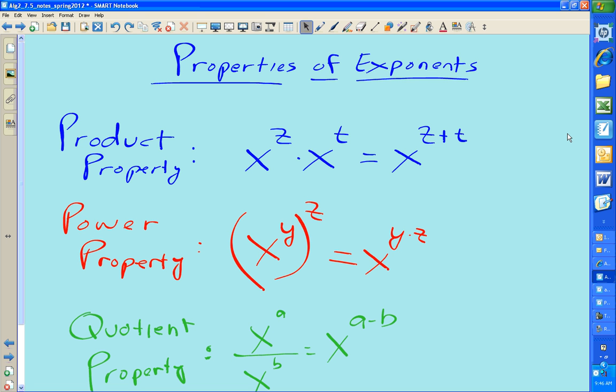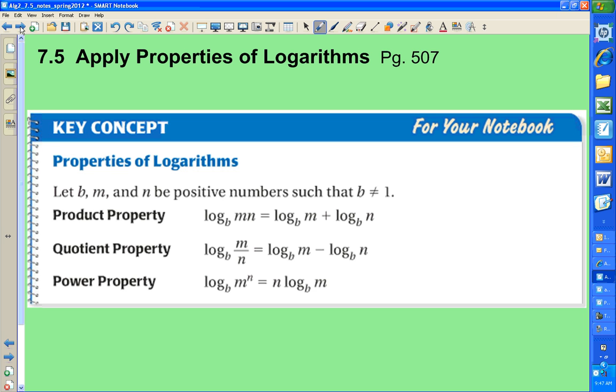The quotient property, x raised to the power of a over x to the power of b is x to the a minus b. The properties for exponents, what we do with our powers: we add, we multiply, we subtract. Today we're going to talk about the properties of logs. What's a log? A log is an exponent.